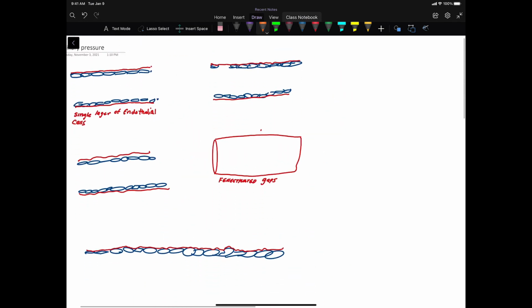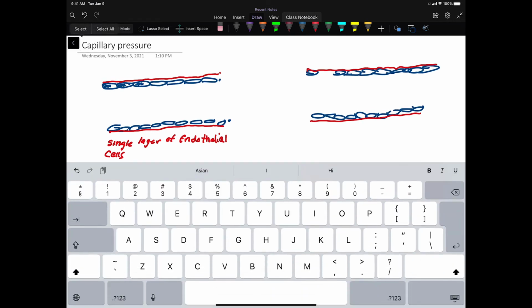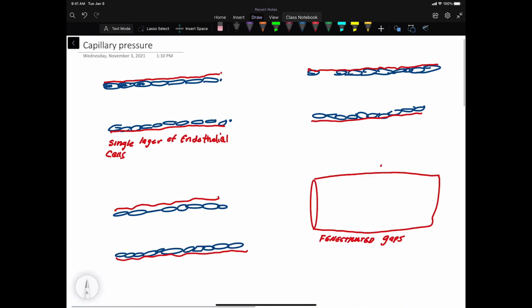Okay. So let's move back up here. As you can see here, I have a couple different drawings of a portion of a capillary. And here you can see that I have the single endothelial cells. I'm just going to draw them in here. A very weak structure. It really likes to have low pressure, because that's where these things function best. And I put here single layer of endothelial cells.